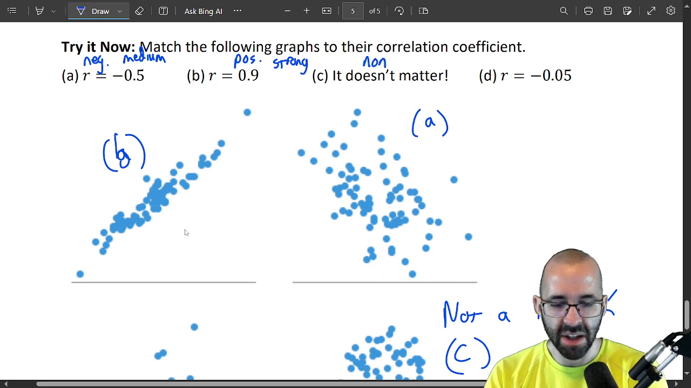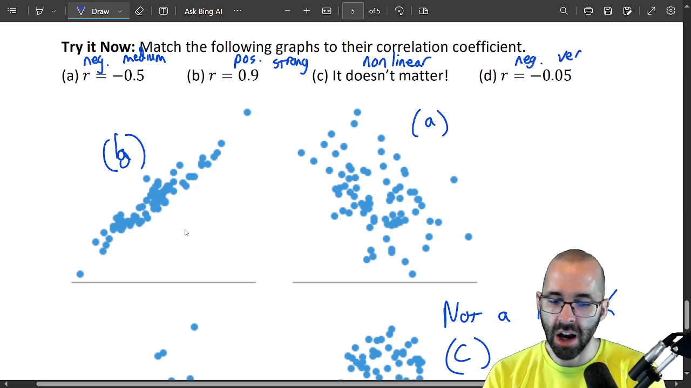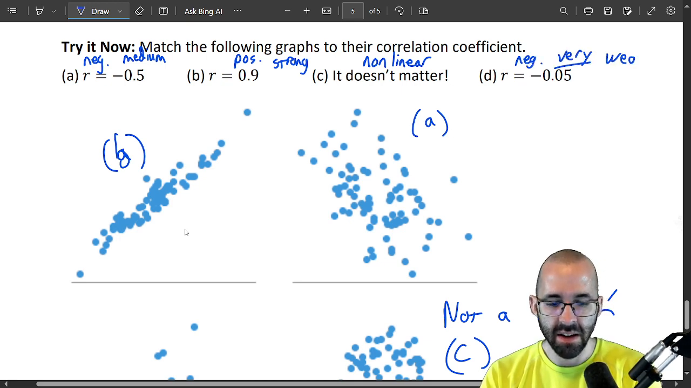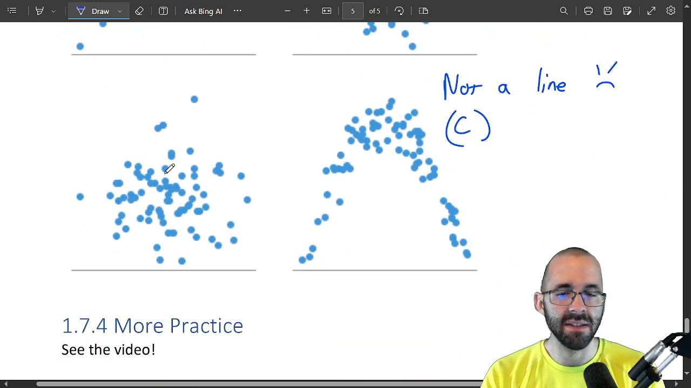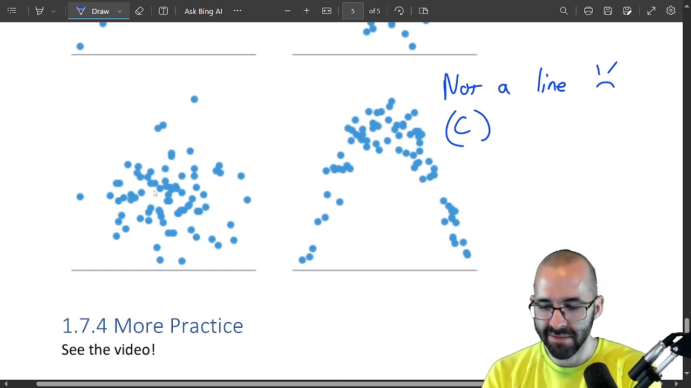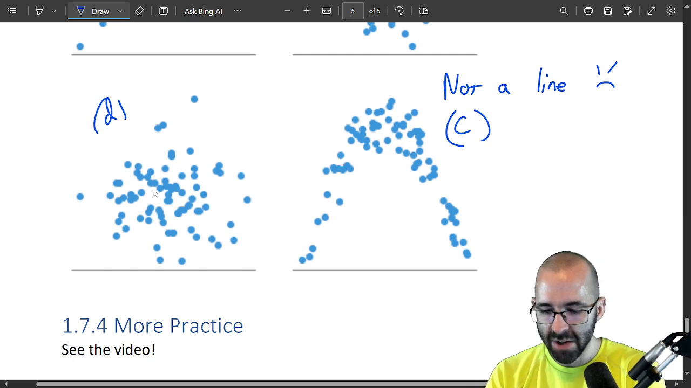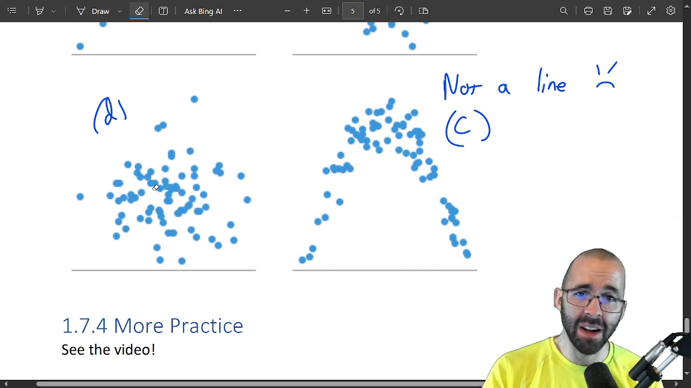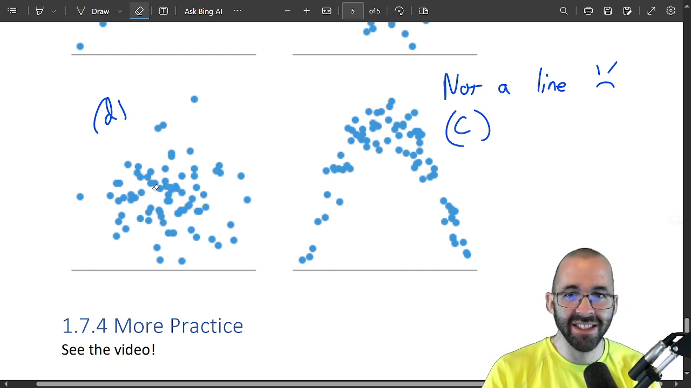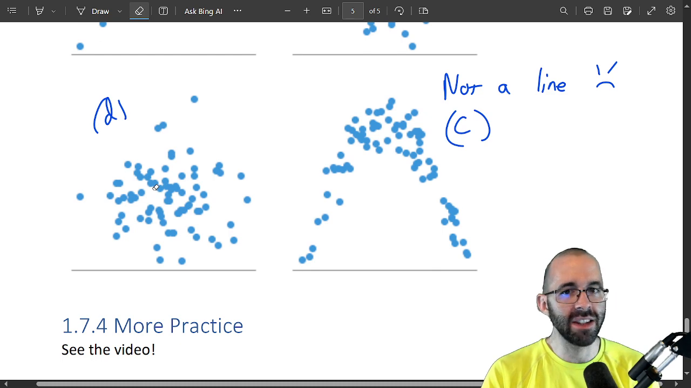One is if something's not linear. And this last one is negative and very weak. Almost non-existent. Does that fit with this? Yeah. Like maybe you could draw a line through this. I don't know. And maybe the slope is negative. It just looks like random nonsense. I don't see any linear correlation going on here.